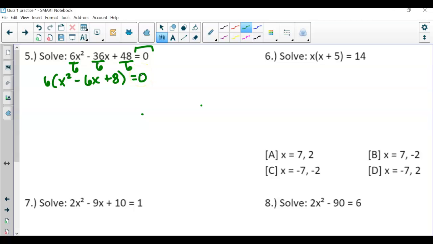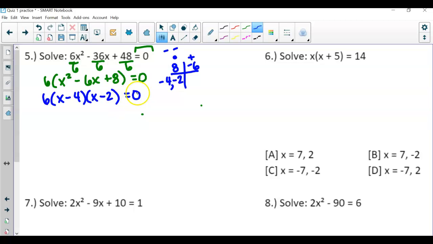So remember, we're solving for x now. Then now we can continue with our factoring. What numbers inside of our parentheses multiply to get us 8 and add to get us negative 6? Again, notice we're multiplying to get a positive and adding to get a negative. So both have to be negative factors. So we're left with negative 4 and negative 2. So here I've got 6 times x minus 4 times x minus 2 is equal to 0.